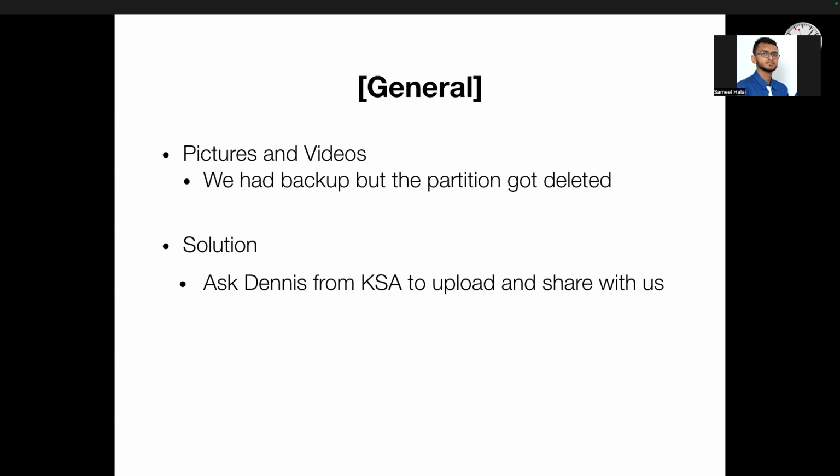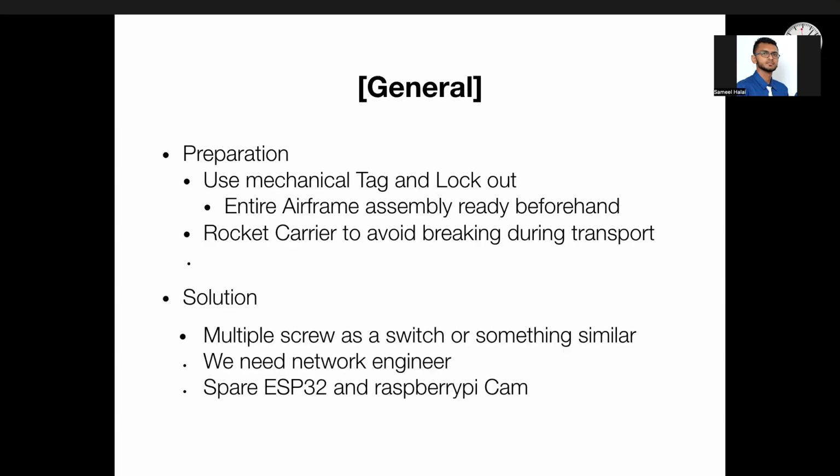I suggest that we have a network engineer, so that we can have parallel preparations of the rockets. What we noticed is that we cannot prepare all the rockets at the same time, because we had to ensure that only one rocket is communicating with the base station. So we need a network engineer to come up with a way that we can connect multiple rockets with maybe different base stations at the same time using the same network. Yeah, next slide, please.